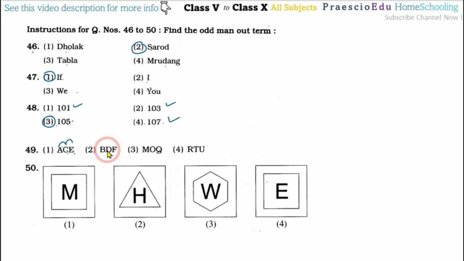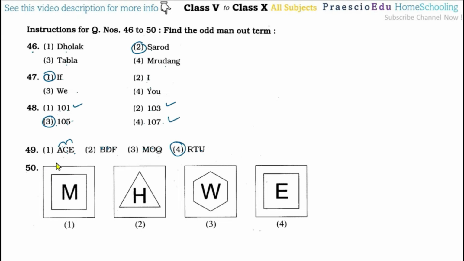B and D also have one alphabet between them, that is C, and D to F also have the alphabet E, meaning one alphabet in between adjoining letters. Same here also, M, N, O, O, P, Q. So this is also in a sequence with one alphabet in between, but R, T, U is not having that, so that's why option number 4 is the answer.